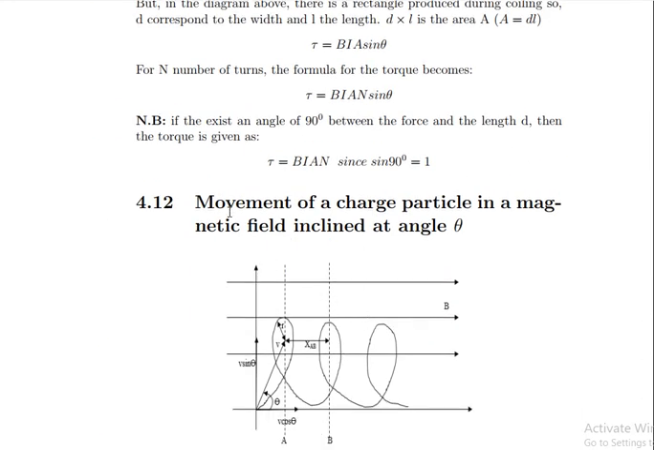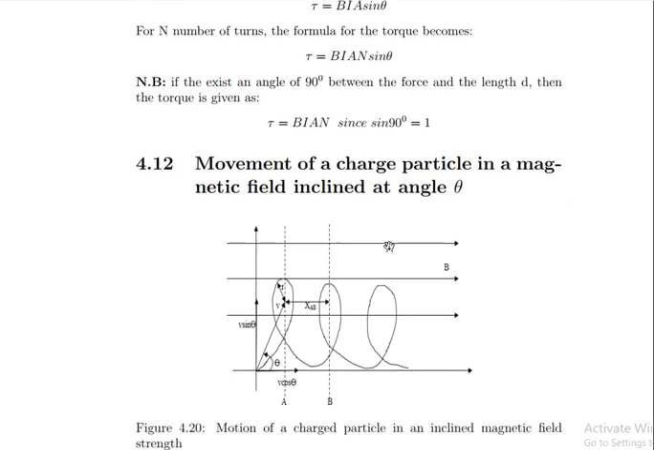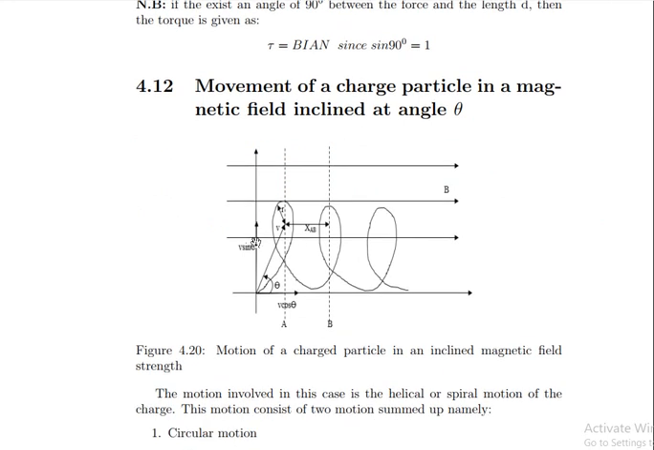So now let's visualize the movement of a charged particle in a magnetic field inclined at the angle theta. Initially, we had the movement of a charged particle when the magnetic field was perpendicular to the motion of the charged particle. Now, in this case, the magnetic field is not solely perpendicular, but has a component in the direction of motion of the charge. So let's say that this charge is moving with a velocity v here. So this angle here is going to be theta. So here is going to be v sine theta, and here is going to be v cos theta.